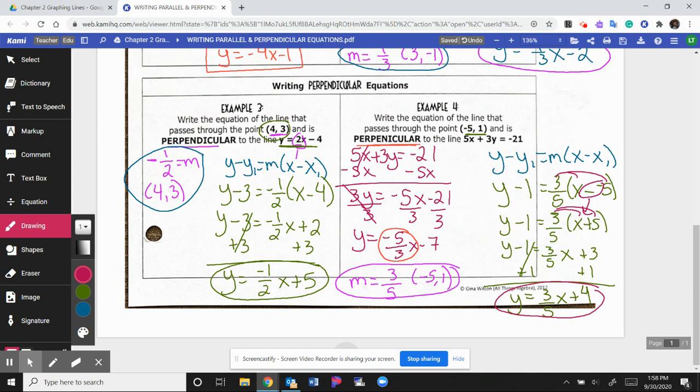So those are our notes, guys, for parallel and perpendicular lines. Hopefully you are going to watch the graphing linear inequalities video next. Take notes on that. And then you do have some book pages to do as well. Please pay attention to the due dates.